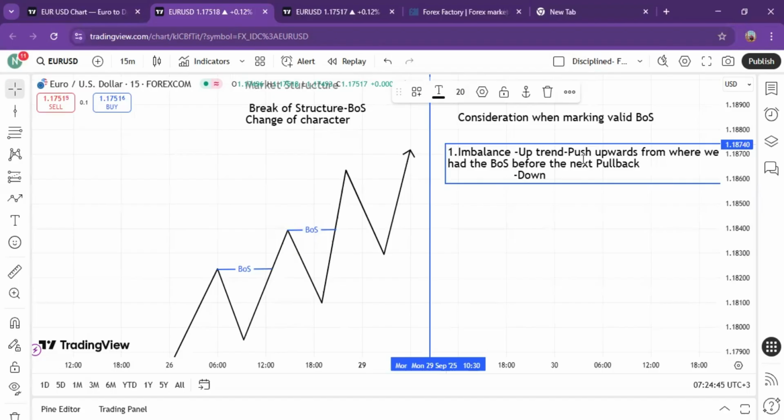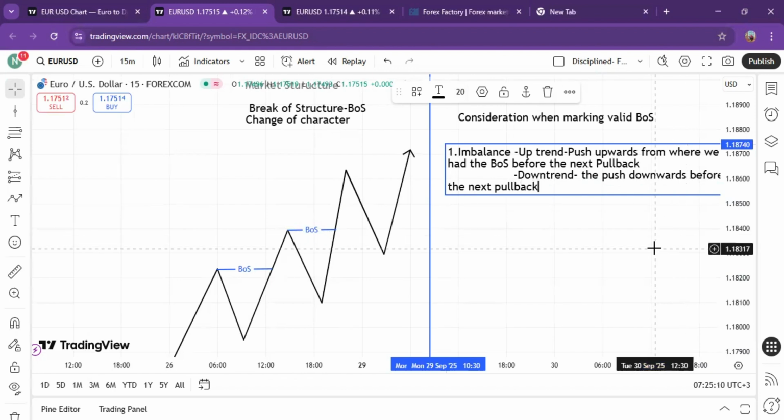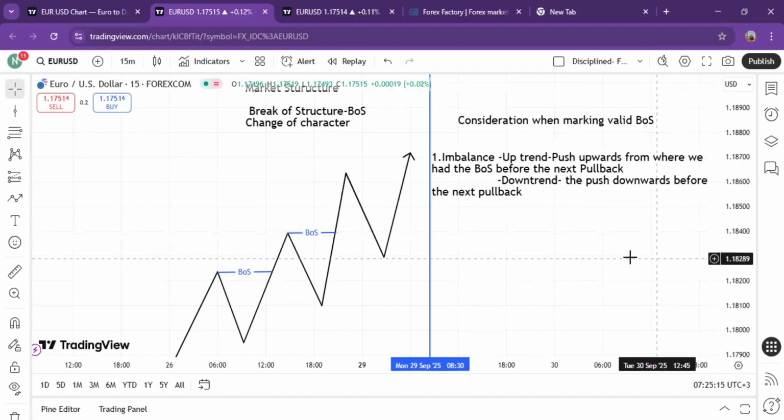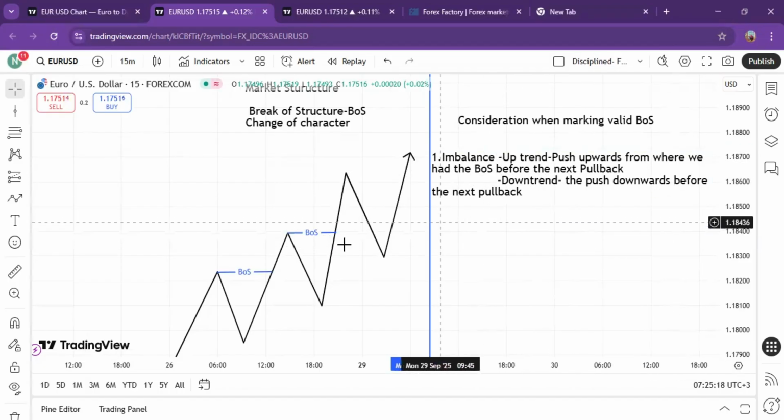Remember, break of structures, they signify continuation in the market trend. So on a downtrend, this is the push downwards before the next pullback. So that is what we're going to be discussing in this video. So that is criteria number 1. We are going to highlight each and discuss it in detail.